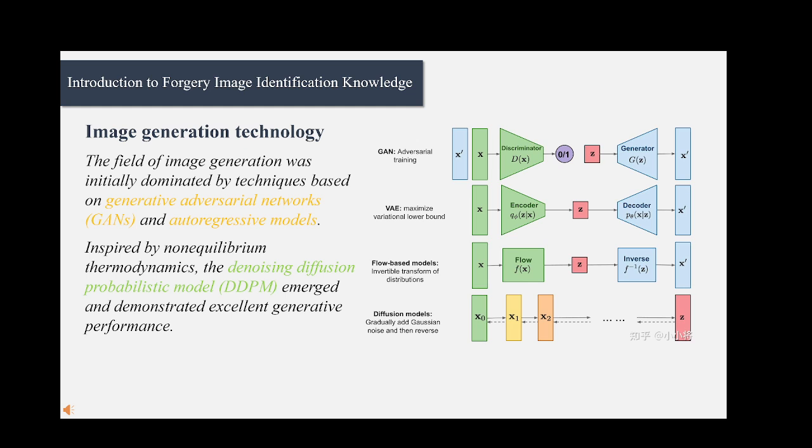Consequently, a new approach to image generation, the diffusion model, has gradually emerged, inspired by non-equilibrium thermodynamics. The denoising diffusion probabilistic model emerged and demonstrated excellent generative performance. Subsequently, researchers focused on optimizing its structure and improving its sampling efficiency. Against this backdrop, the latent space diffusion model emerged.